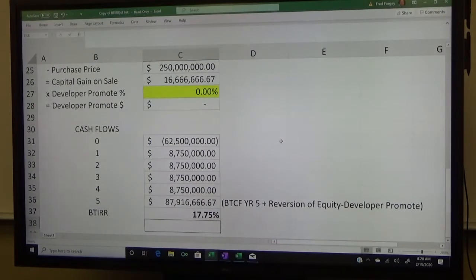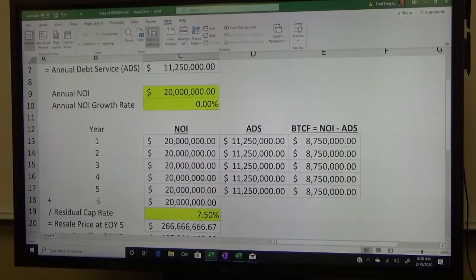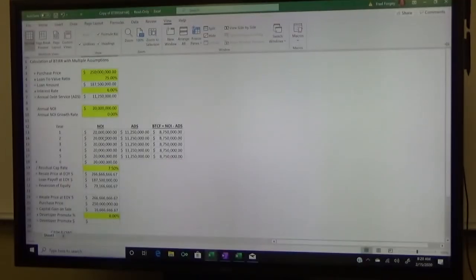Now, just for this example, let me also change the view so it's a little bit easier to see, or at least for me. Okay, so does all of that make sense, what we did from beginning to end? And we're going to talk about the developer promote, we'll talk about the growth rate, that sort of thing.